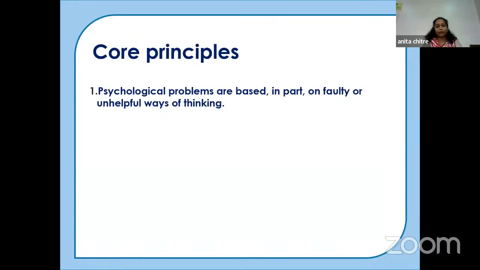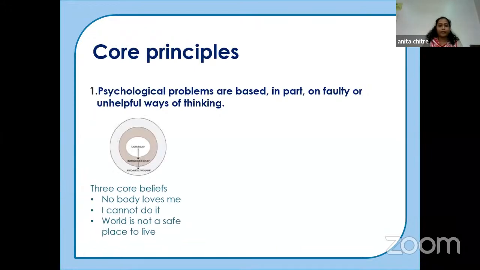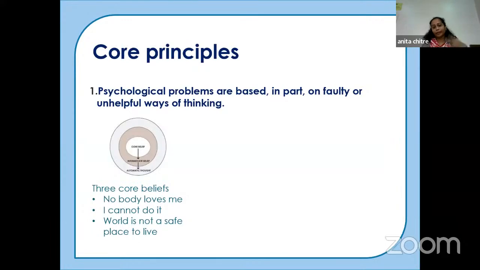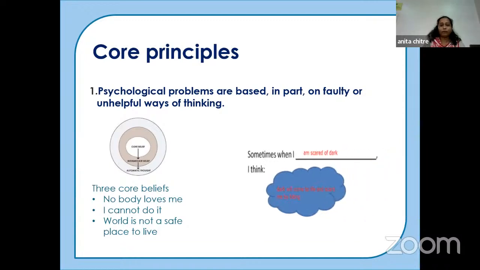The core principles here are basically that psychological problems are based in part on a faulty and unhelpful way of thinking. And these three thoughts are predominantly there in every human being: nobody loves me, I cannot do it, and the world is not a safe place to live. So the thought about the world, the thought about your own skills, and the thought about feeling unloved. These are the core beliefs that are actually there as an underlying thing in any thought process that is distorted. And this is the basic principle of CBT.